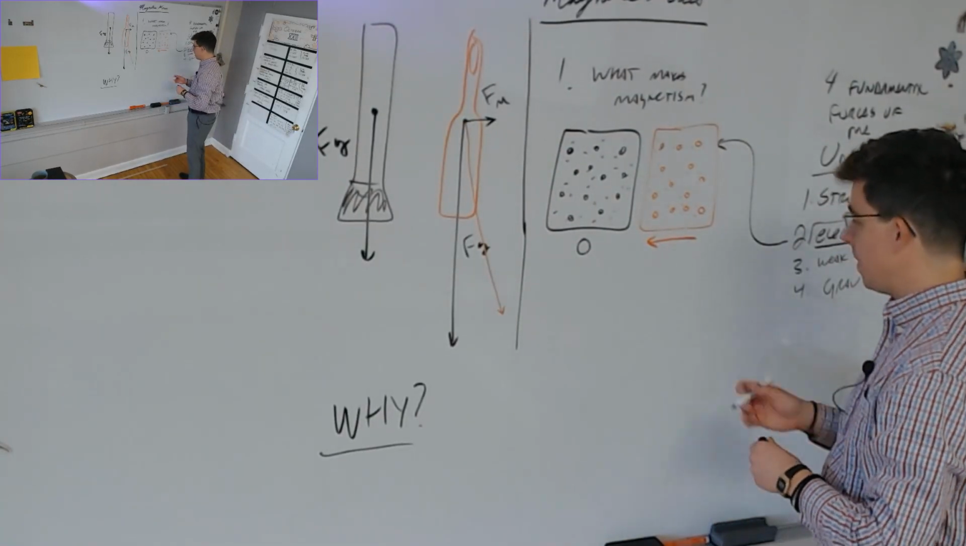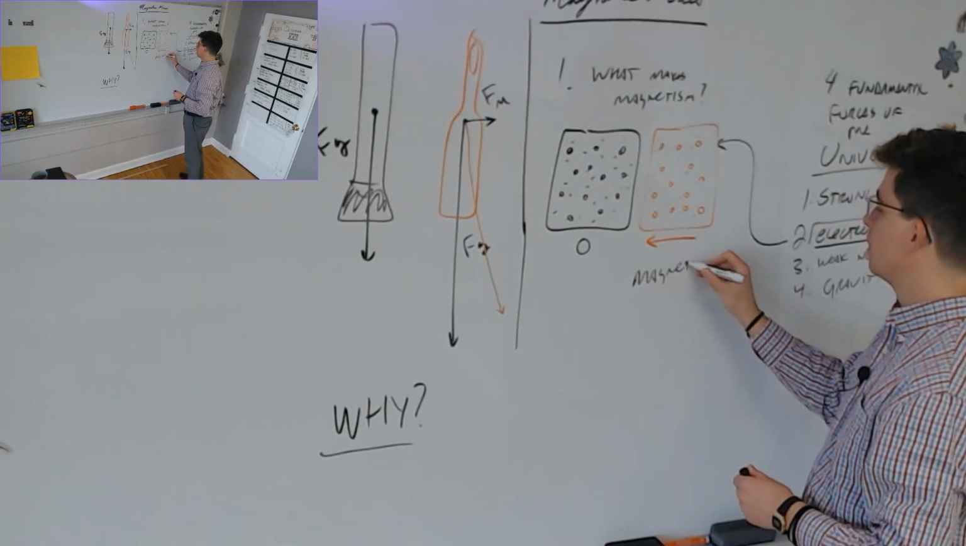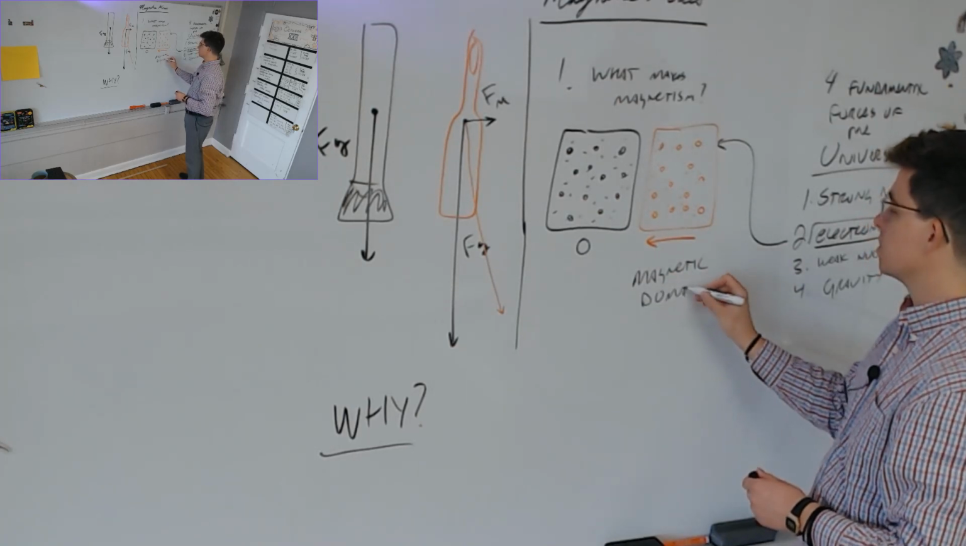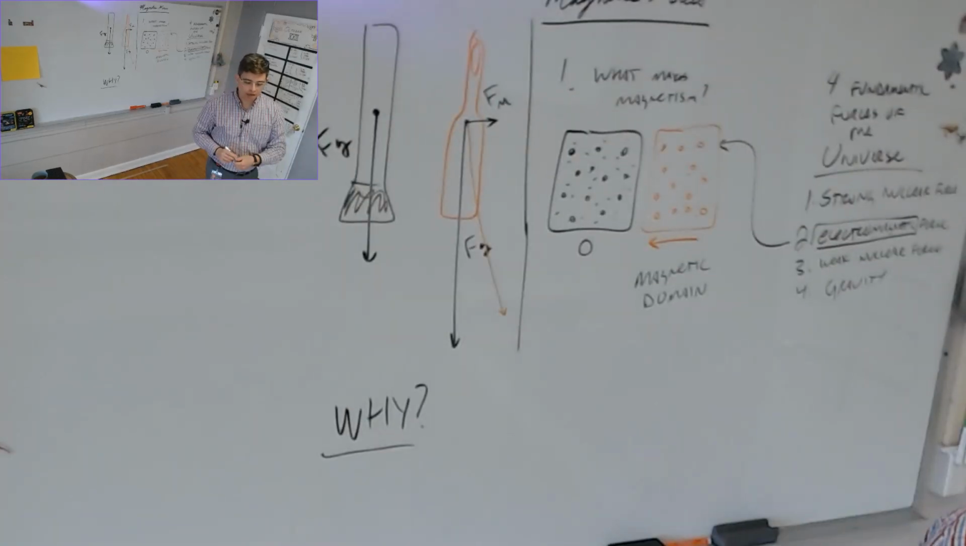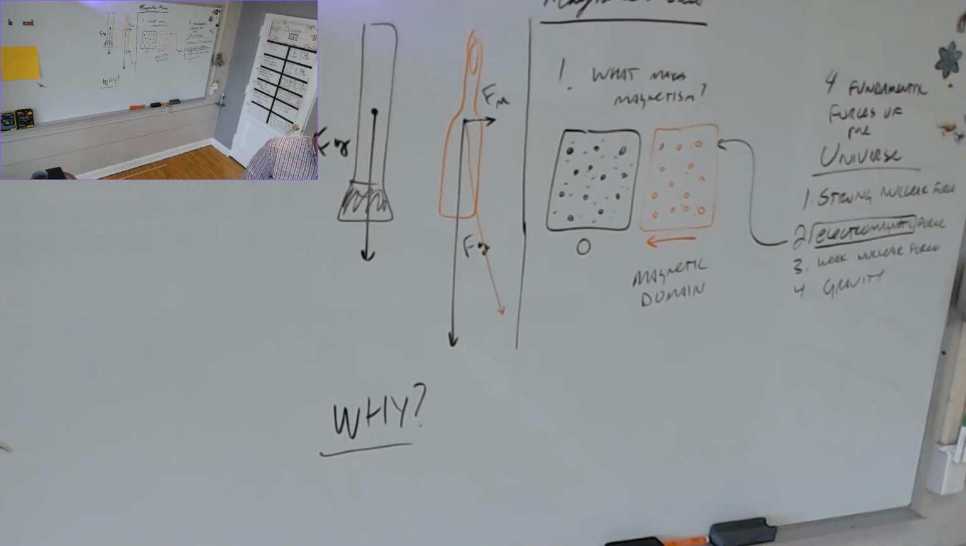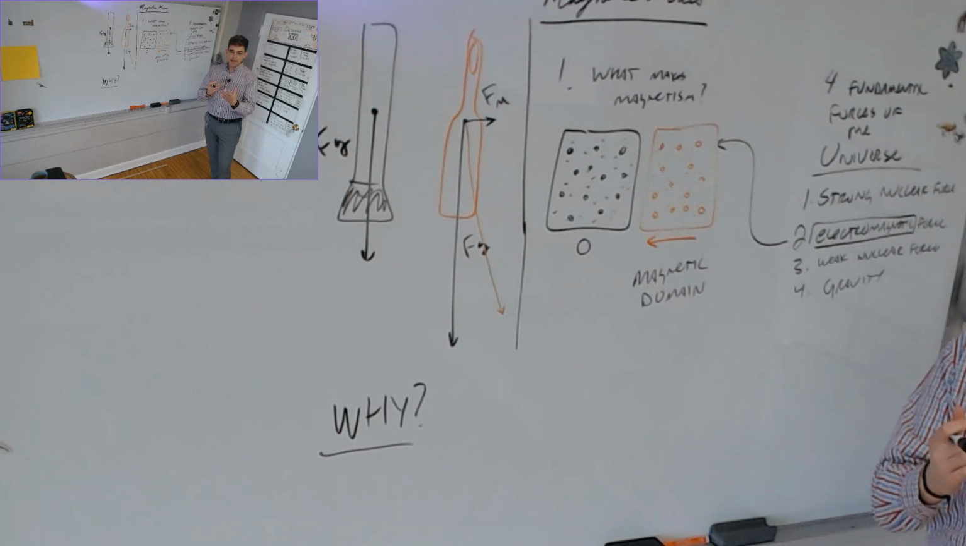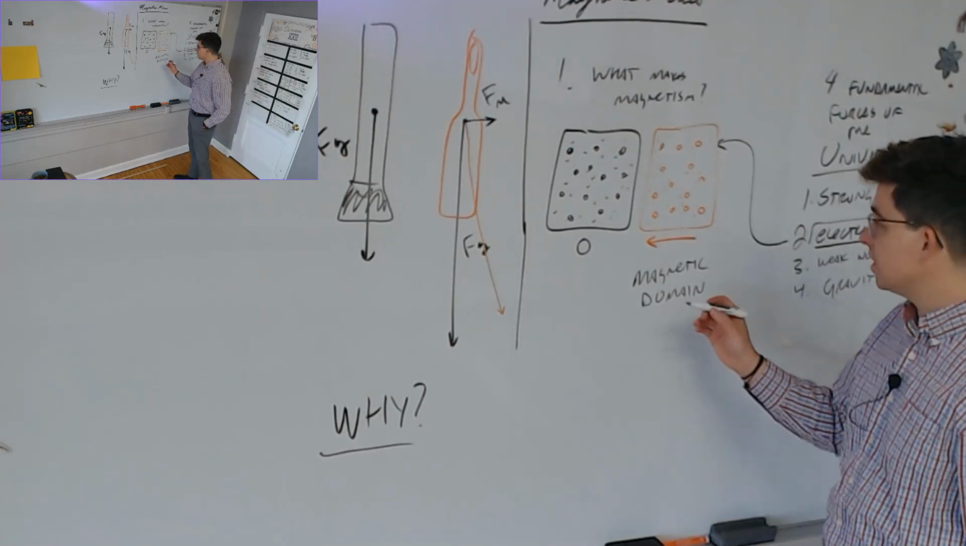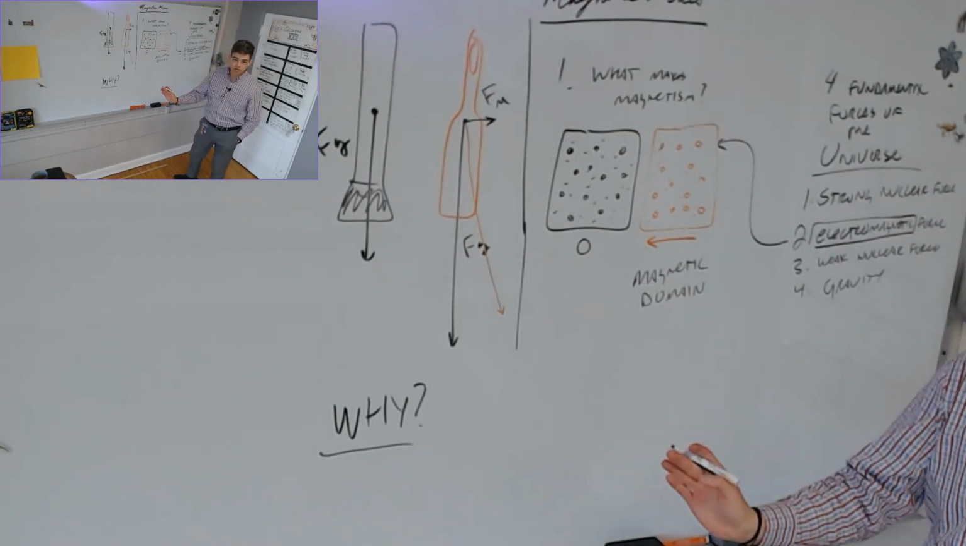We call that a magnetic domain. This is what your bell work was about. The bell work said, explain magnetic domains. Well, what's a magnetic domain? It's a region within a magnet that has a certain magnetic field, that exerts a certain magnetic force in a certain direction.